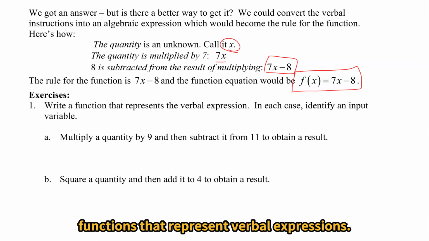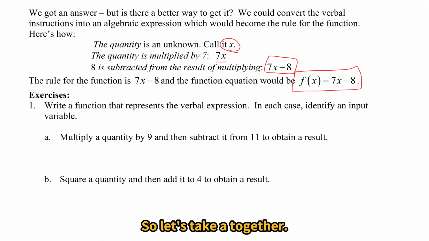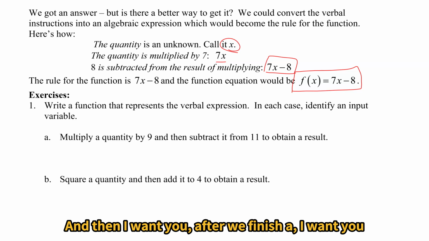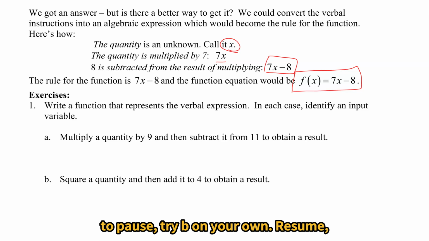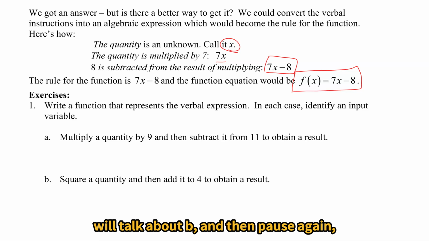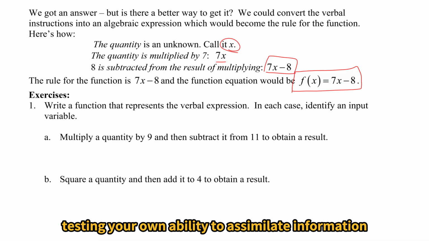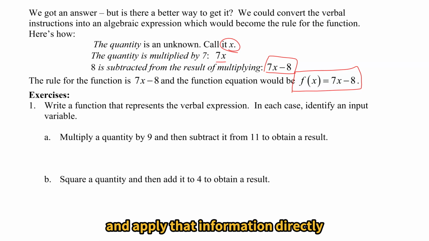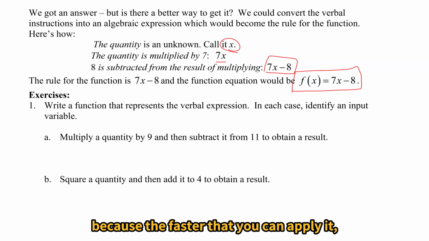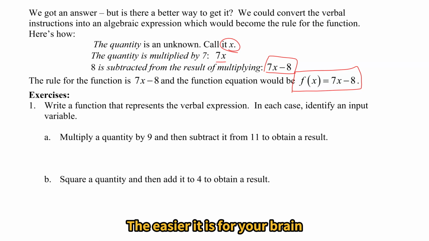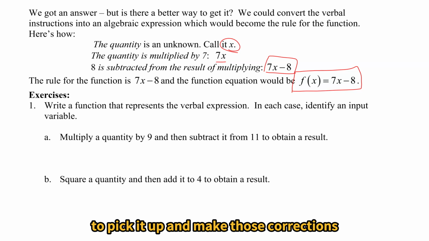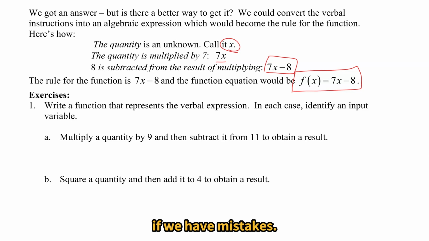So let's try to write functions that represent verbal expressions. Let's take A together, and then after we finish A, I want you to pause, try B on your own, resume, we'll talk about B, and then pause again and try C on your own, resume, and we'll talk about C. Again, testing your own ability to assimilate information and apply that information directly, because the faster that you can apply it, the easier it is for your brain to pick it up and make those corrections if we have mistakes.